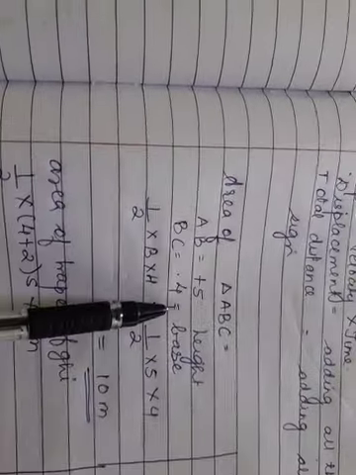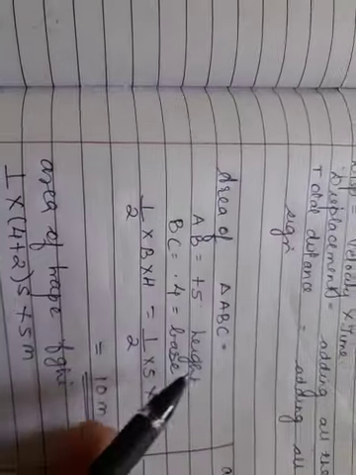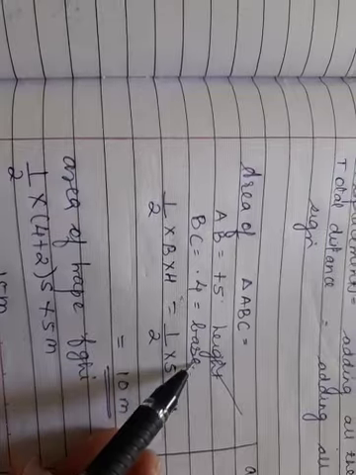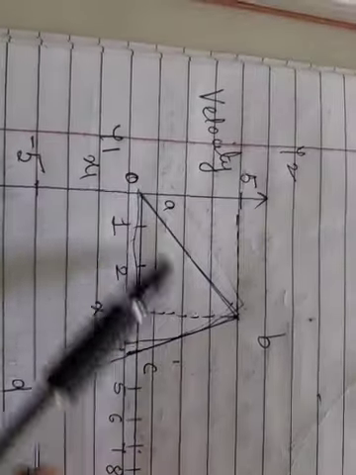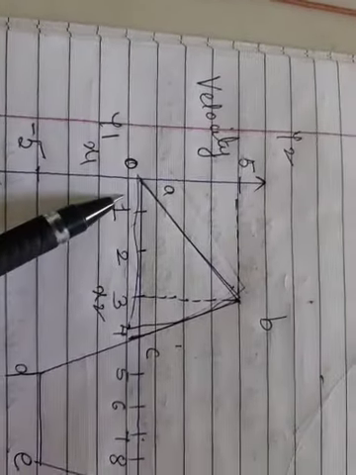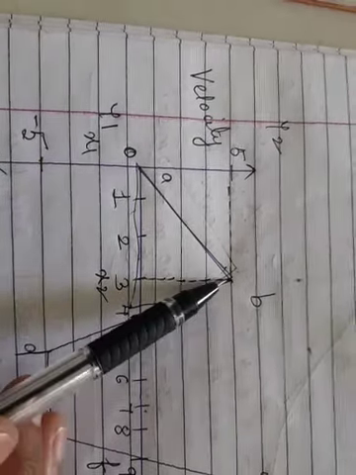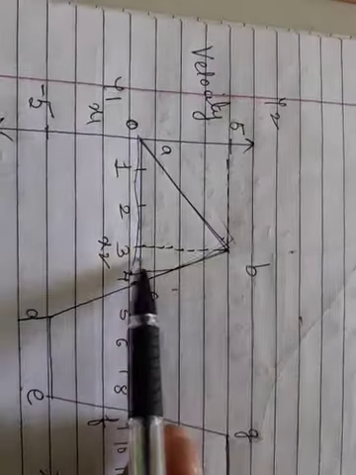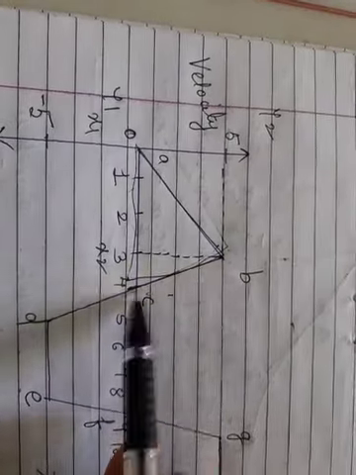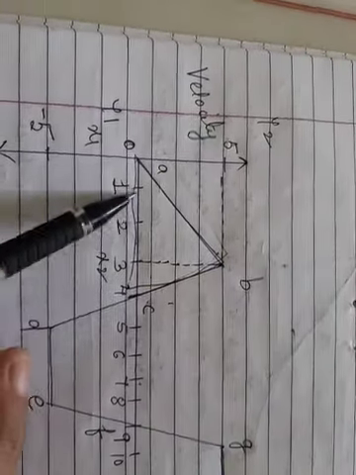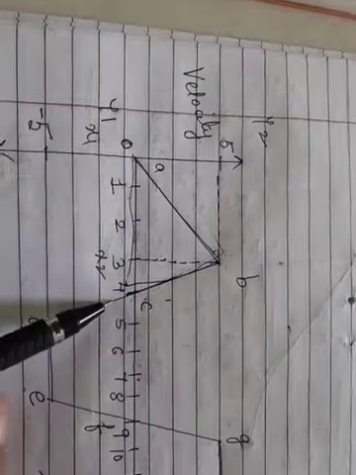So here, half into base into height. Here AB is 5, which is the height, and BC is 4, which is the base. So BC will be the height and AC will be the base. So this is the height, this is the base.